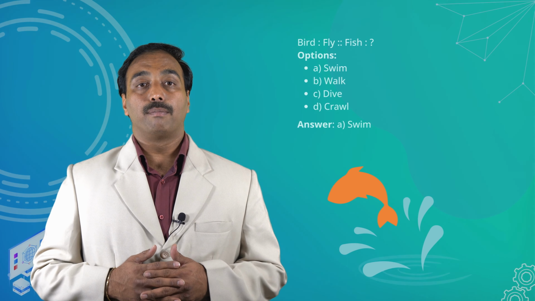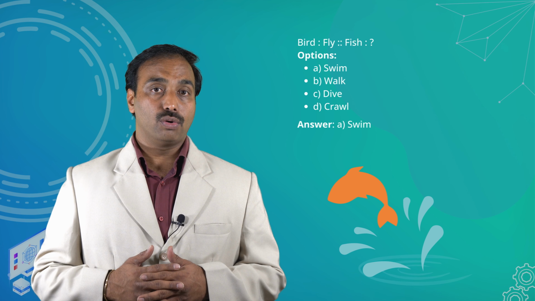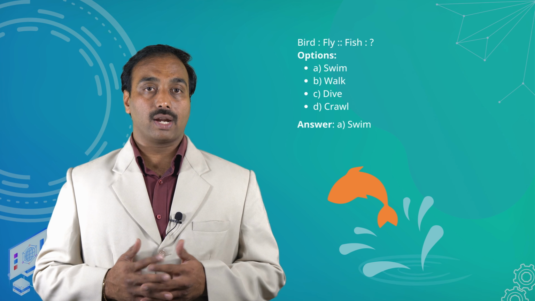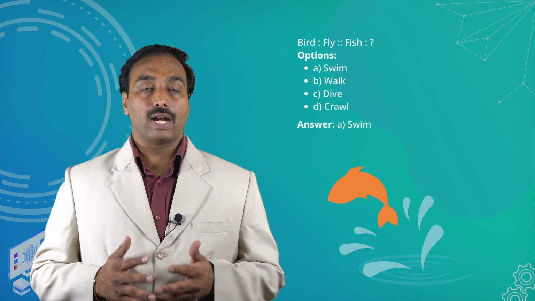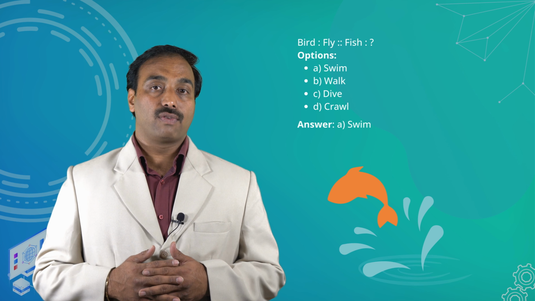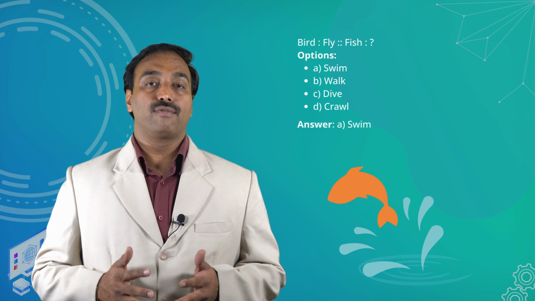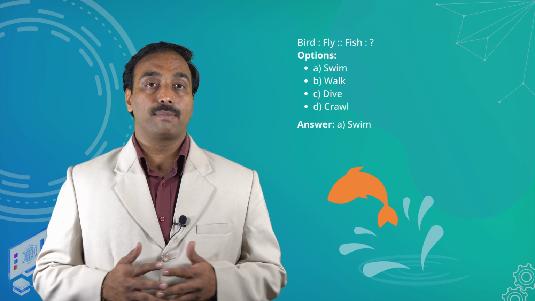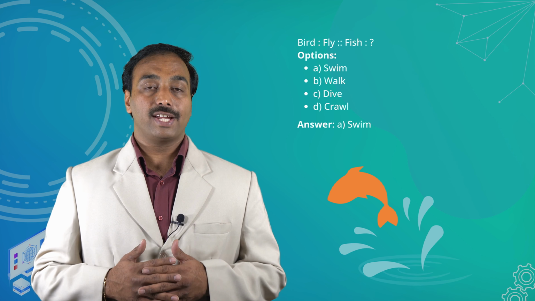Second example: bird is to fly, whereas fish is to what? Other options are walk, dive and crawl. The correct answer is swim, because birds fly and fish swim. Both pairs describe the typical movement of the creatures.